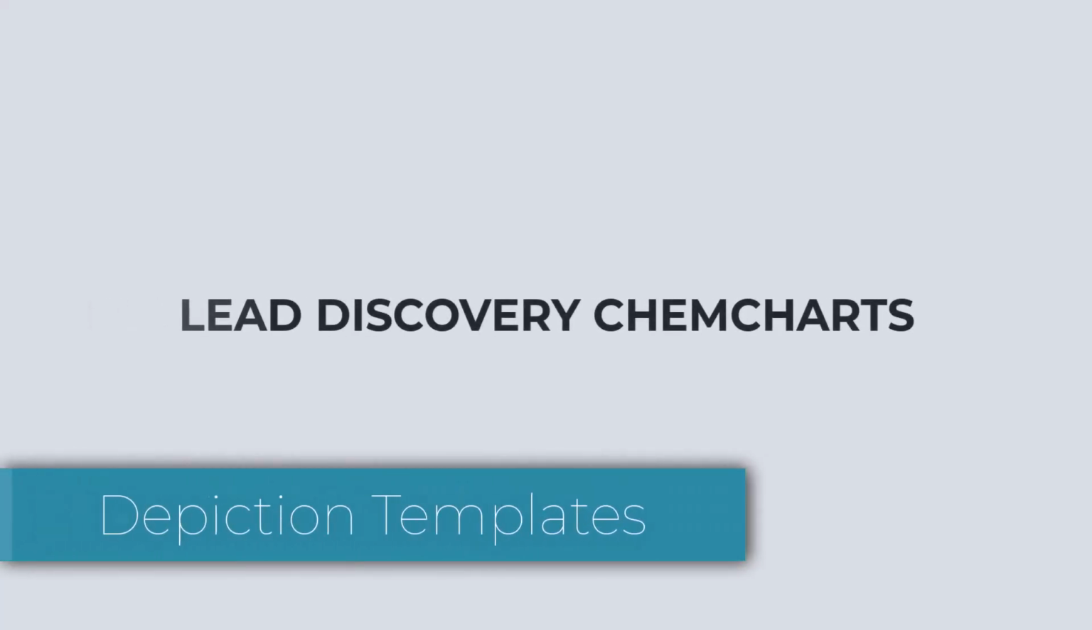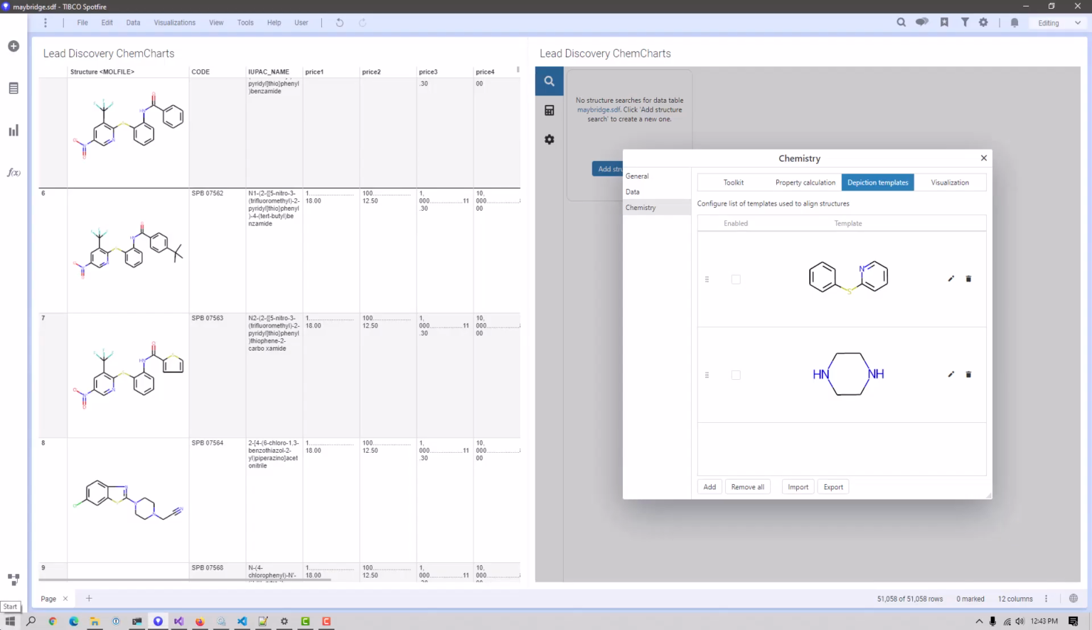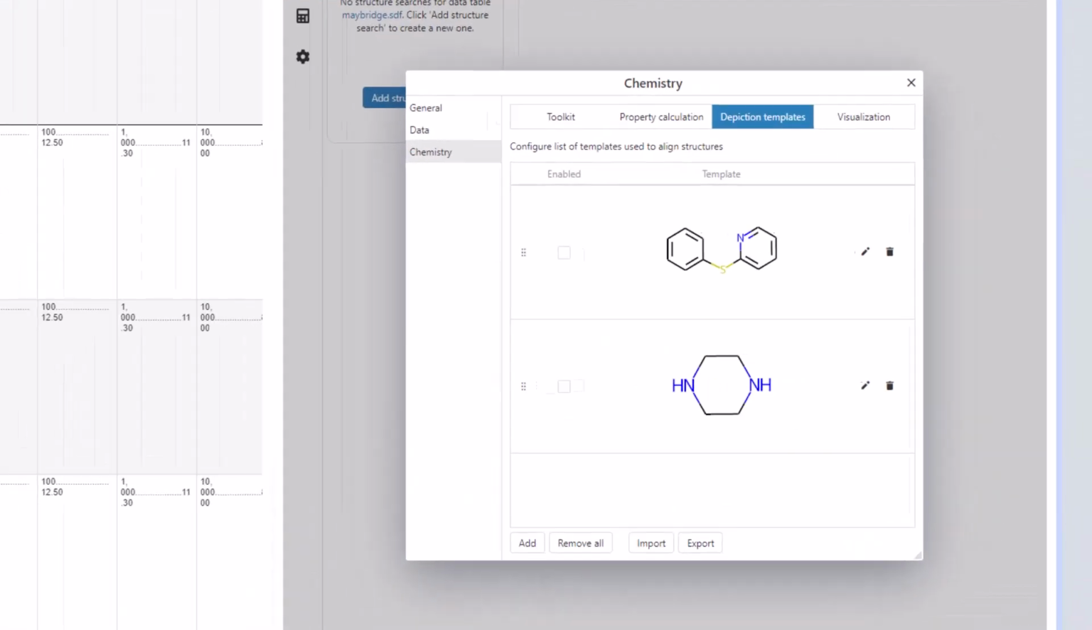In this video, we'll take a look at depiction templates in Lead Discovery ChemCharts. The chemistry visualization allows users to define a list of depiction templates that are used to guide the depiction of structures in any of the ChemCharts visualizations in the document.